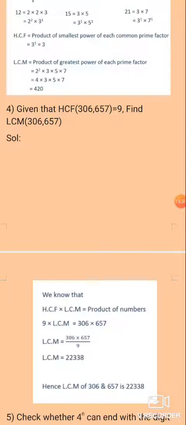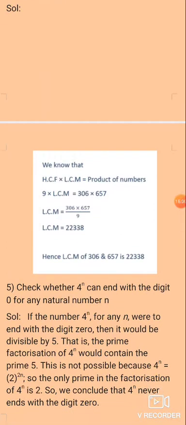22,338. So once more, here the HCF is given. We need to find out what? LCM. So we consider the relation: HCF into LCM is equal to product of two numbers. Now using that, we can find out the LCM. Clear?